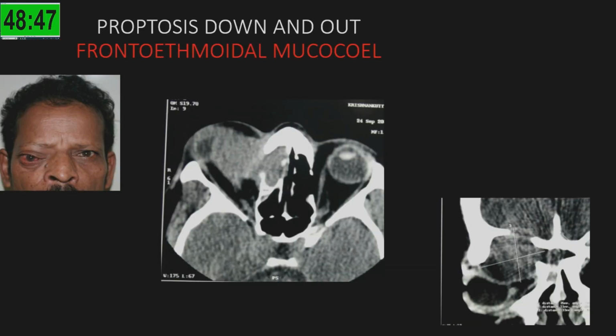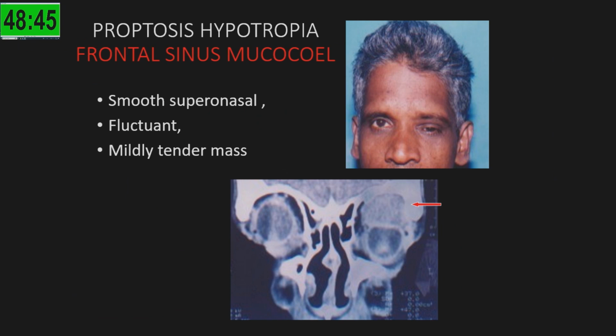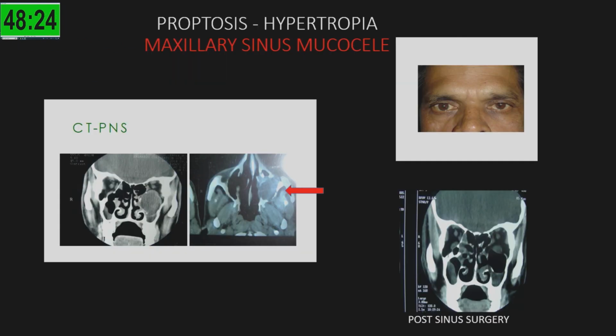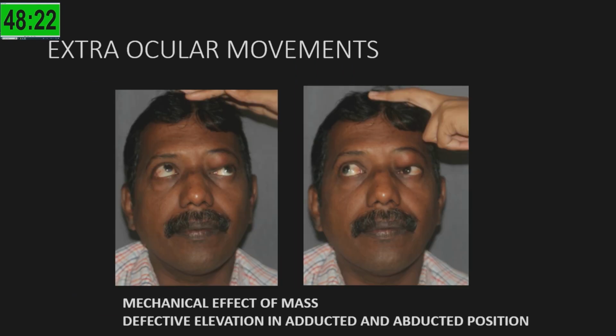So down and out proptosis, frontoethmoidal mucocele. Ethmoidal mucocele, frontoethmoidal mucocele is classically described as a smooth fluctuant swelling which is mildly tender. Down and in proptosis, it could be a palpebral lobe mass or an adenoma, and if the lacrimal gland tumor grows posteriorly, the proptosis can become axial. Hypertrophy in a maxillary mucocele.